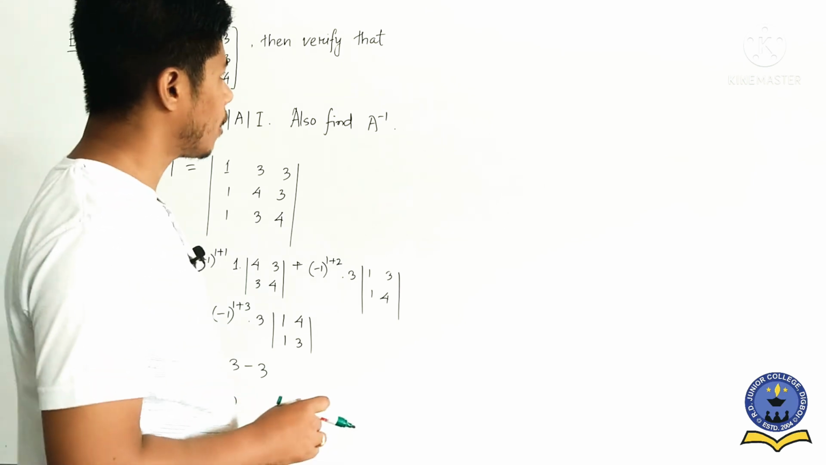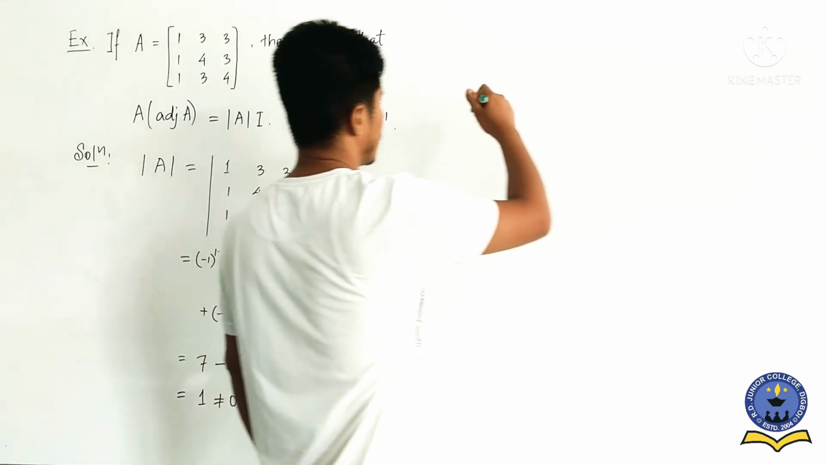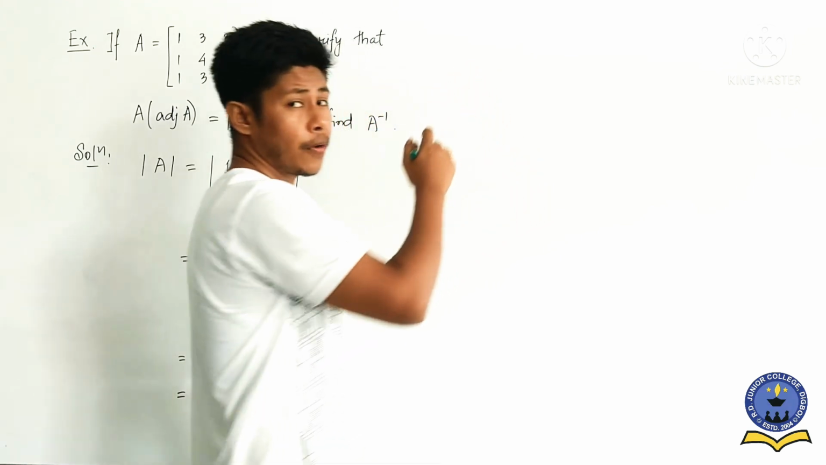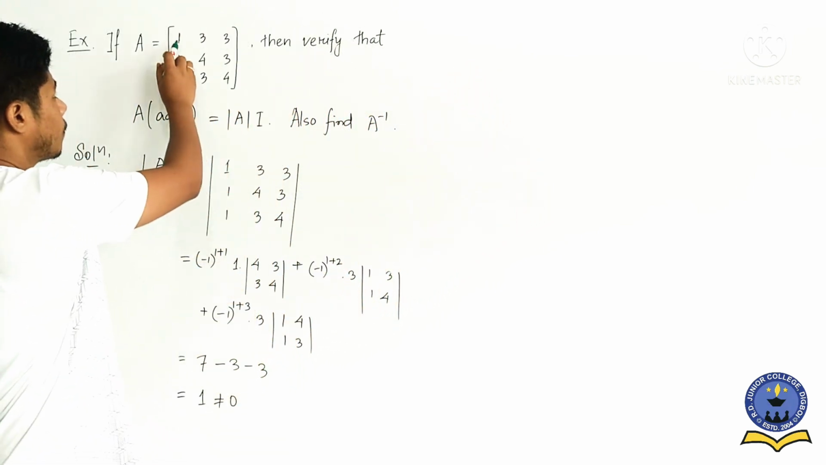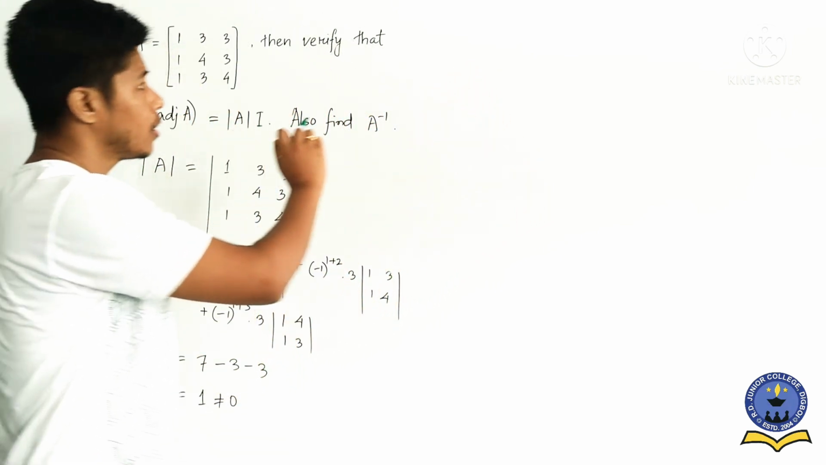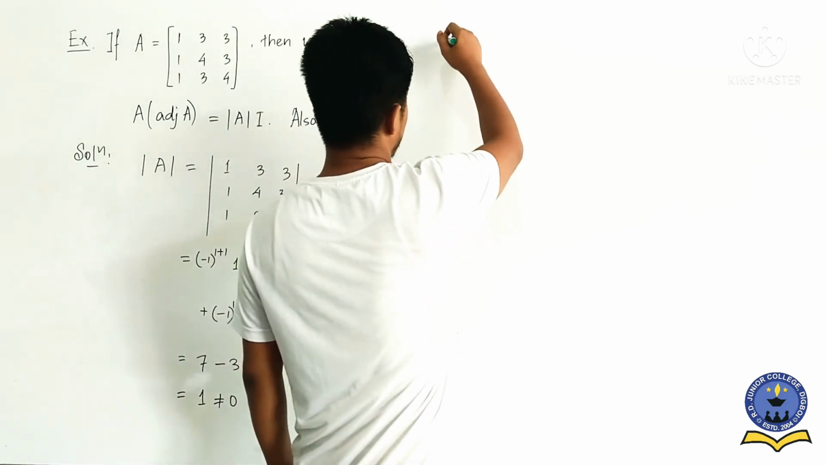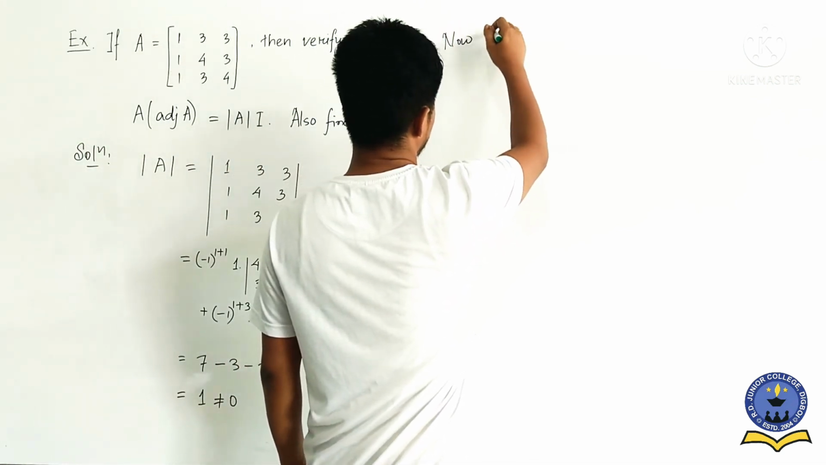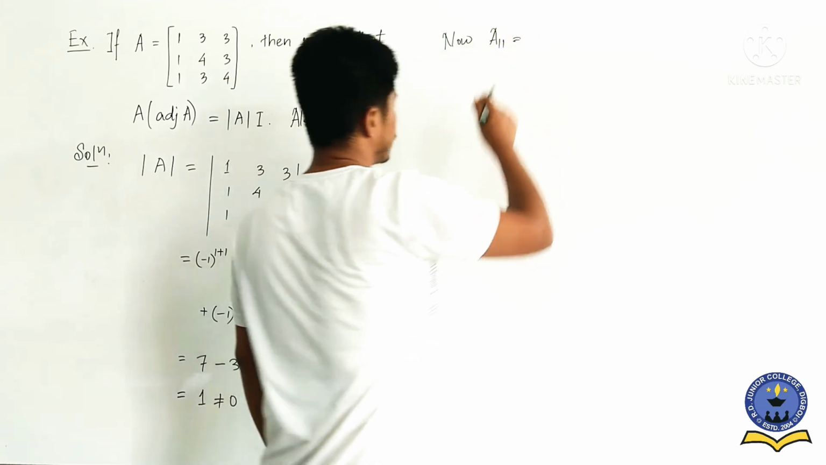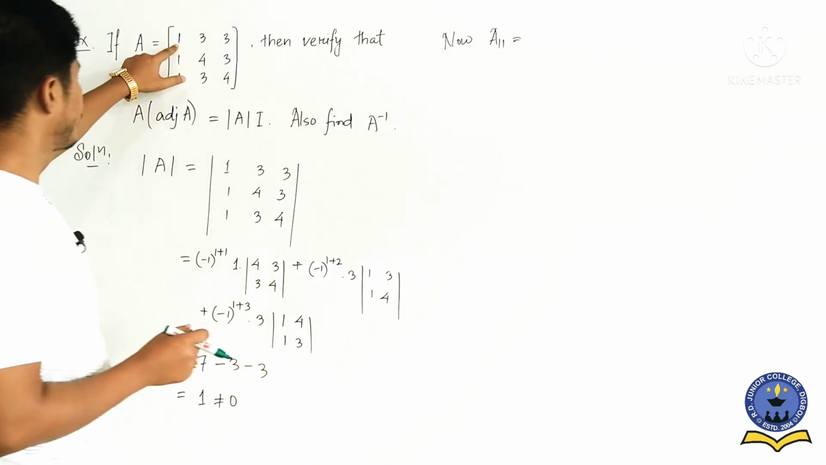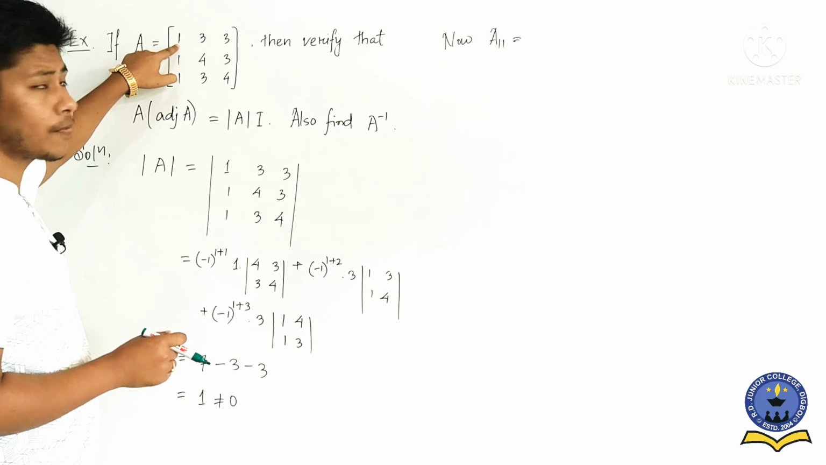So in this case, how can we find out the adjoint of A? For the adjoint of A, we need the cofactor of each and every element, isn't it? So first of all, let's find the cofactor of the first element, A11, the first row, first column.